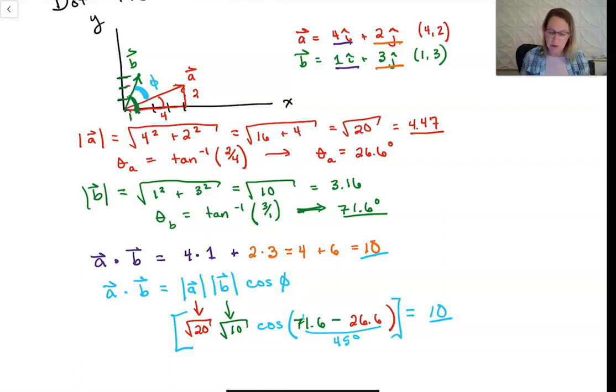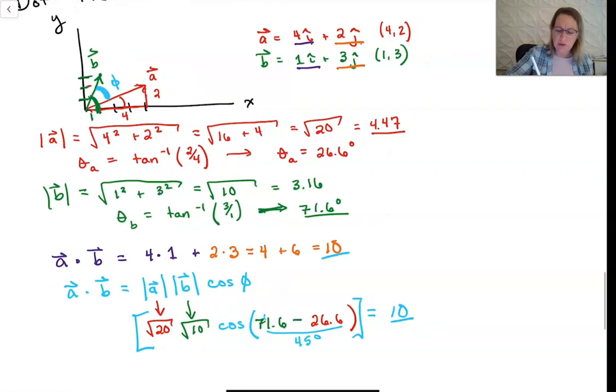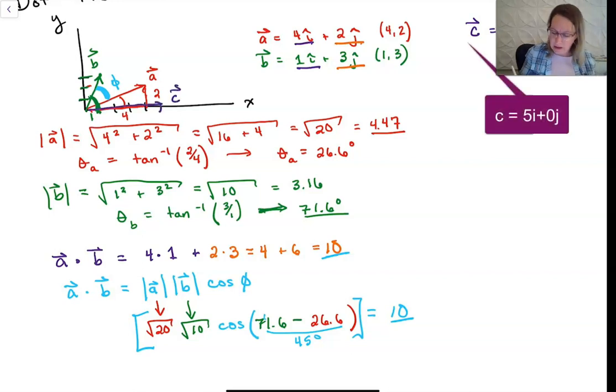Let me give you another example. I'll just go off to the side just a little bit. Suppose we have vector C, which is given by 5 in the i hat plus 0 in the j hat. So vector C looks like this. Then if we do A dot C, what we have is 5 times 4 in the i hat direction plus 2 times 0, which is 0, so this gives me a 20.